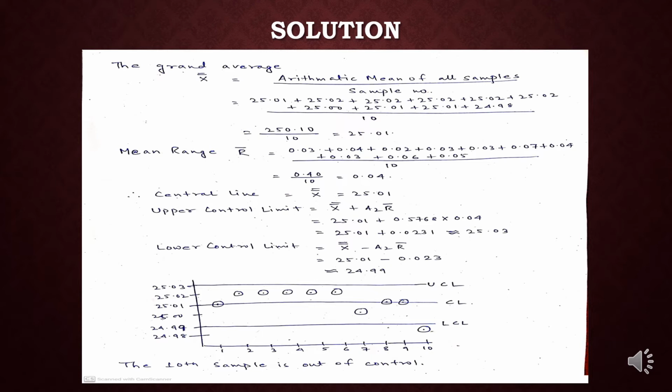So the grand average, or x double bar, comes to 25.01, whereas the mean range, or R bar, is calculated from all the ranges we found in the previous slide, by taking the highest minus the lowest. The subtotal comes to 0.40, divided by the number of samples. We find the R bar to be 0.04.